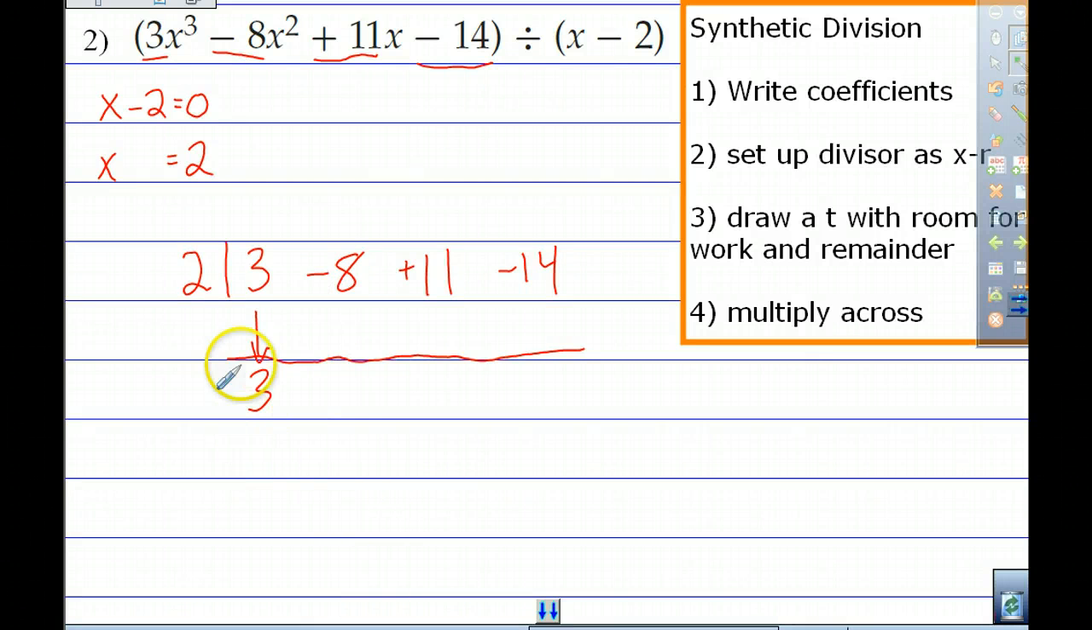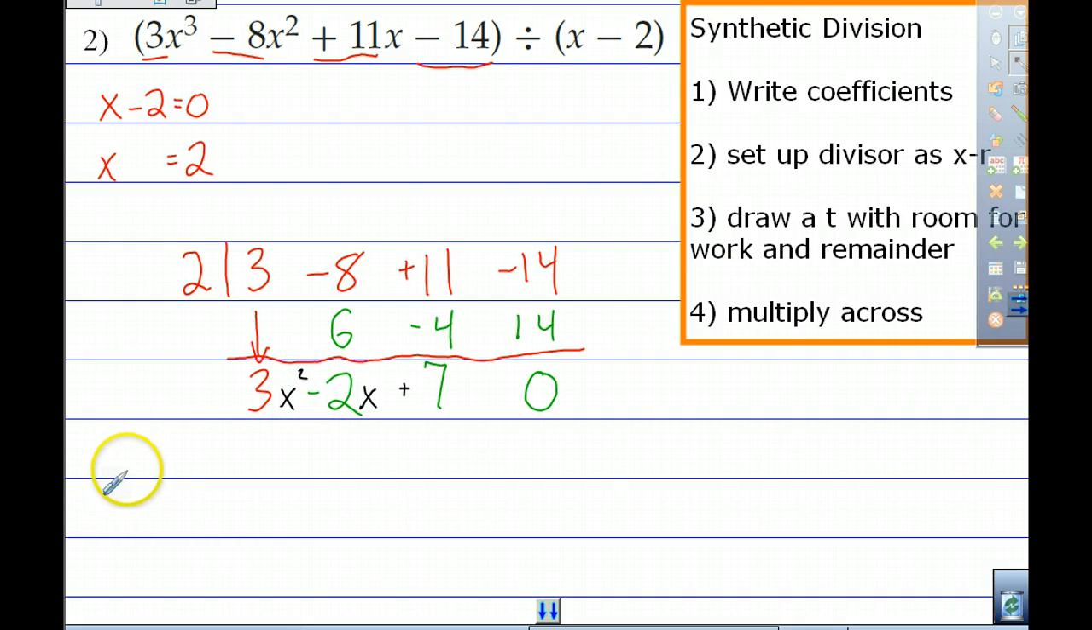Alright, ready? 2 times 3. 6. Add them up. 2. Big 2. 2 times -2. Add them up. 7. 2 times 7. 14. Add them up. 0. 0 remainder. Okay. So that means we have plus 7, 2x. Yeah, so 3x squared minus 2x plus 7.